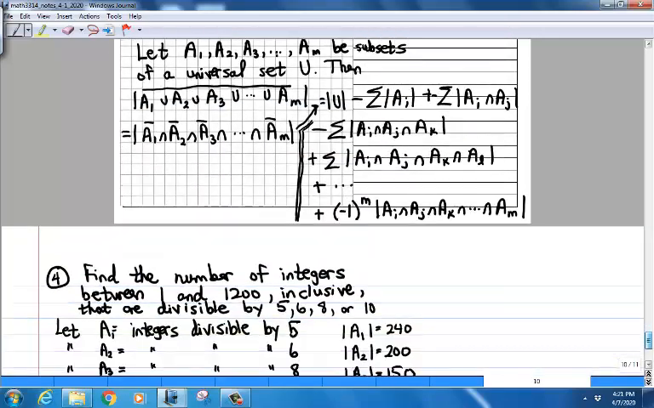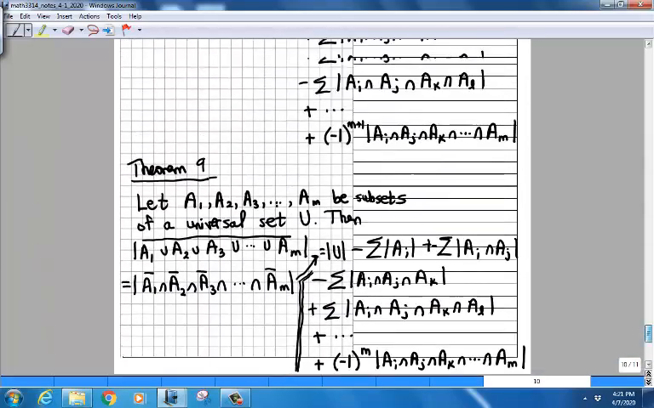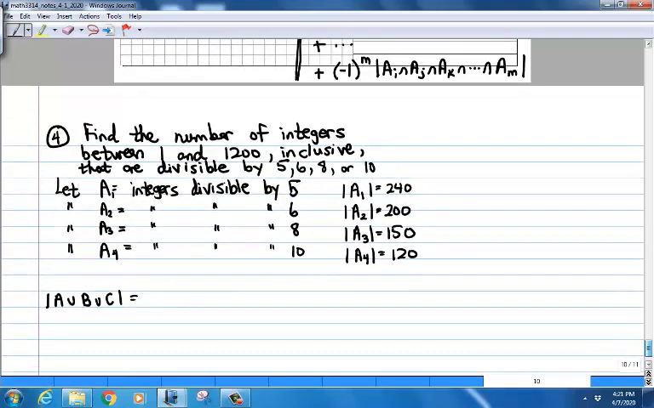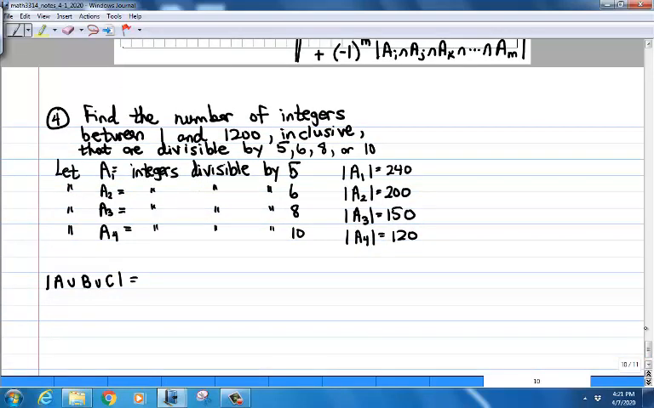So a very simple application of Theorem 8, just to get you used to how the inclusion-exclusion formula is working. I'm going to take one of our prior examples, and we're just going to soup it up a little bit. Let's find the number of integers between 1 and 10 inclusive that are divisible by 5 or 6 or 8 or 10.